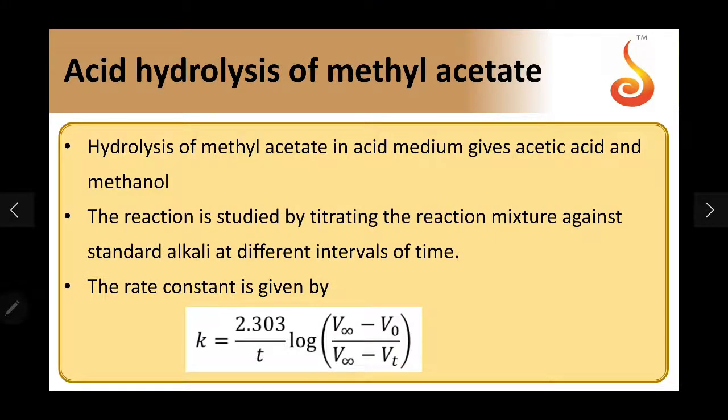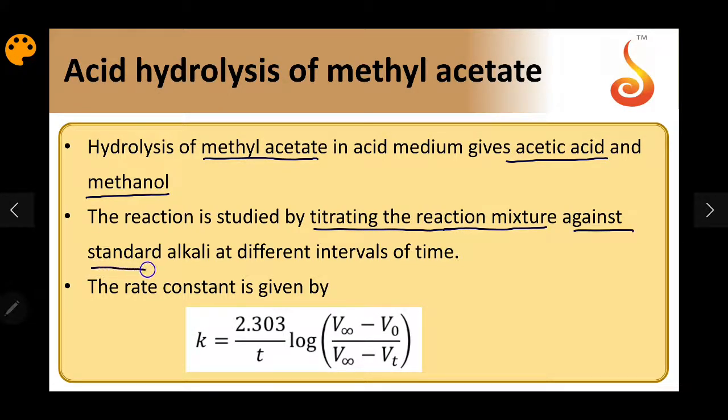The acid hydrolysis of an ester. So acid hydrolysis of an ester is given by, if I take methyl acetate as the ester, it gives acetic acid and methanol as products. The reaction is studied by titrating the known volume of reaction mixture against standard NaOH, that is alkali, at different intervals of time. So with time, the amount of acetic acid formed increases and the volume of NaOH consumed also increases.